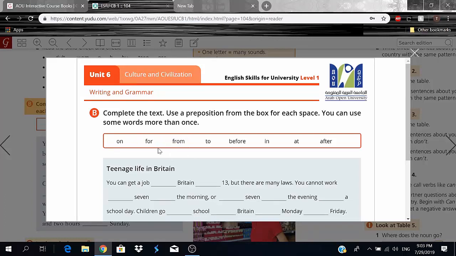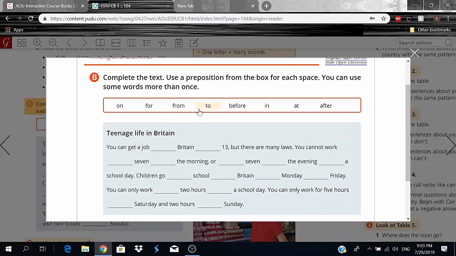And with these prepositions, we're just going to cruise through the paragraph right here and add the prepositions as we go. So, teenage life in Britain. You can get a job dash Britain. So you can get a job in Britain, right? I use "in" with a country or with a period of time. In this case it's a country, so you can get a job in Britain dash 13.